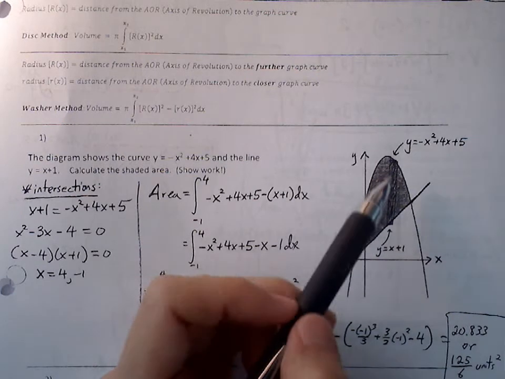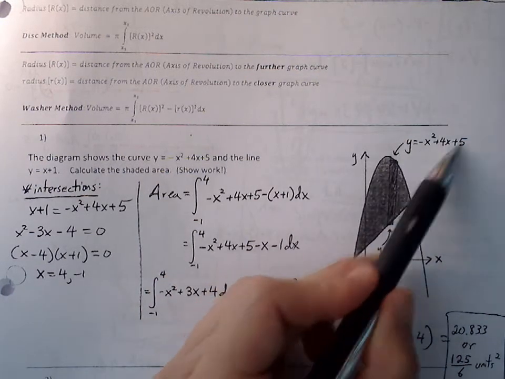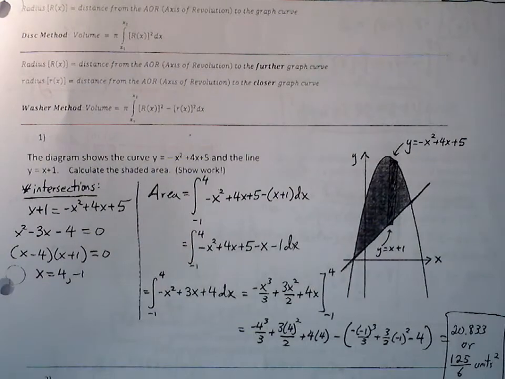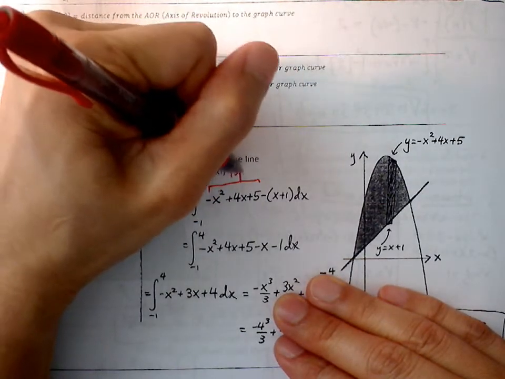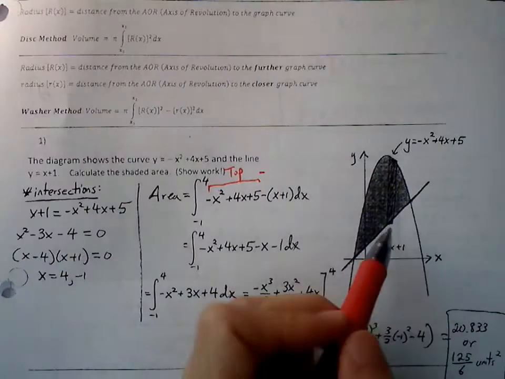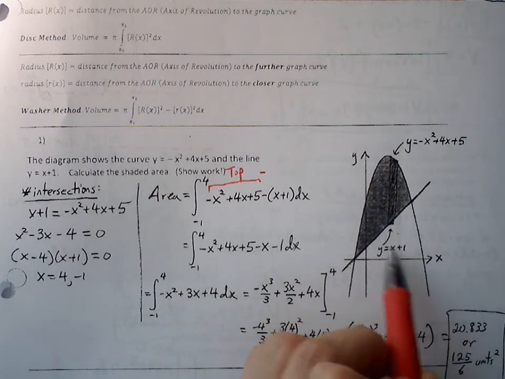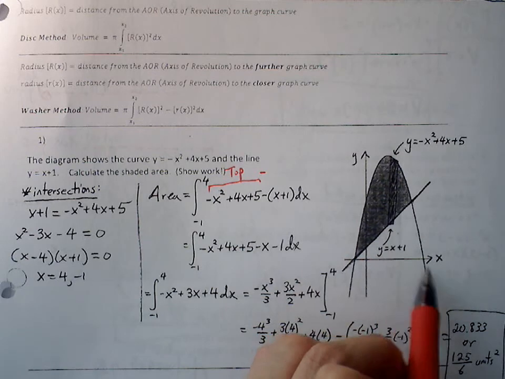So we can start with the top. The top of the radius is sitting on the parabola, so the negative x squared plus 4x plus 5 comes first. That's the top. Minus the bottom function. The bottom of the radius is sitting on the line, y equals x plus 1.